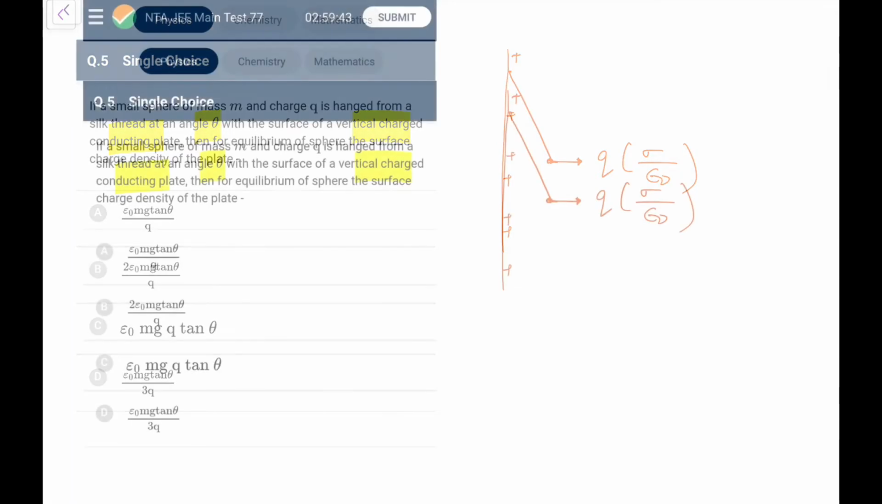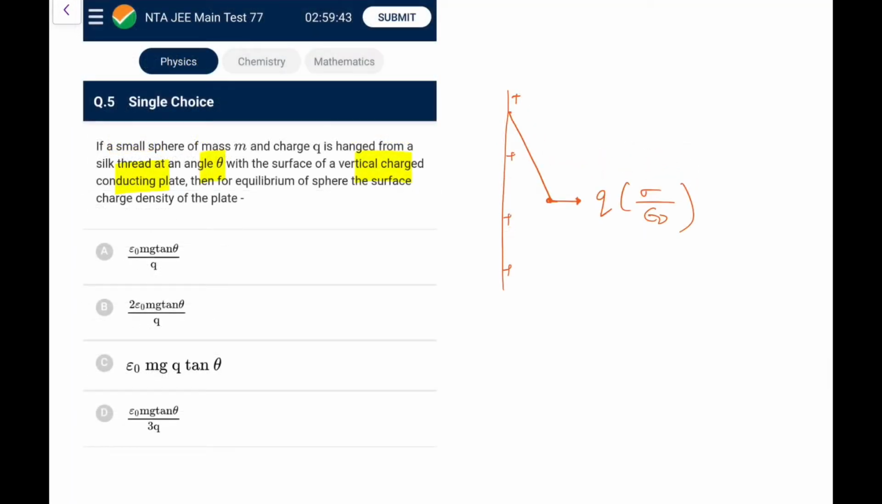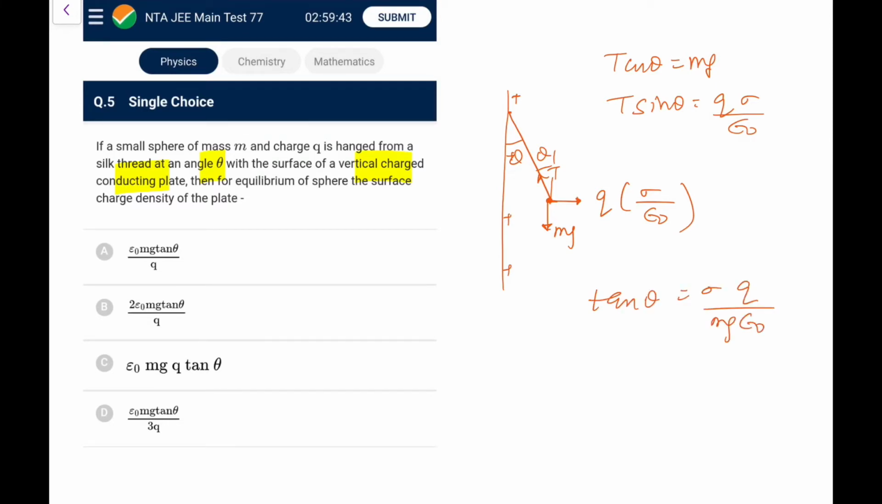Here we write it as sigma by epsilon naught. Just remember, if it were non-conducting, it would be sigma by 2 epsilon naught, but for conducting we write it as sigma by epsilon naught. And we have this mg and this tension, and let this angle be theta. So now for vertical balance, T cos theta equals mg. For the horizontal, T sin theta equals q sigma by epsilon naught. Dividing them, tan theta is sigma q upon mg epsilon naught. So the value of sigma comes out as mg epsilon naught tan theta by q. So this comes out as option A.